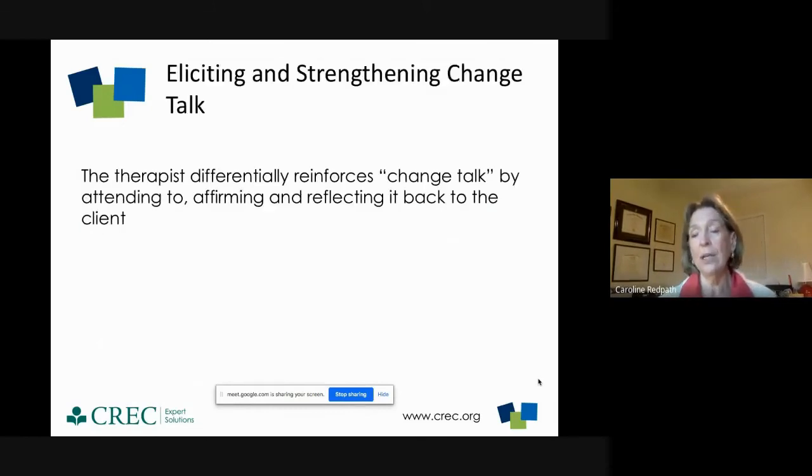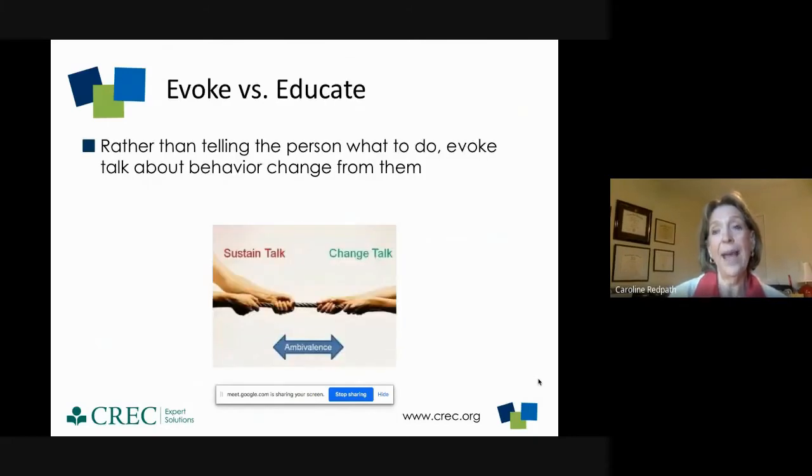So I talked about the differential reinforcement of change talk. You want to listen for that arrow in the FedEx logo. You want to listen for those little indicators, and we can remember that by the word DARN. And I'll talk about those little indicators.